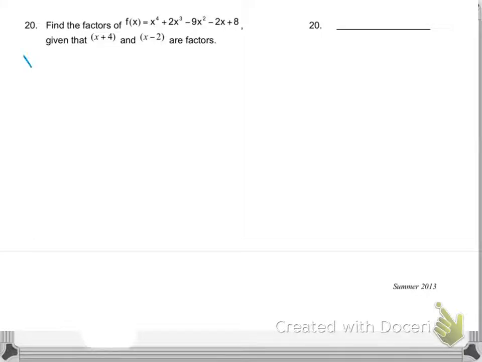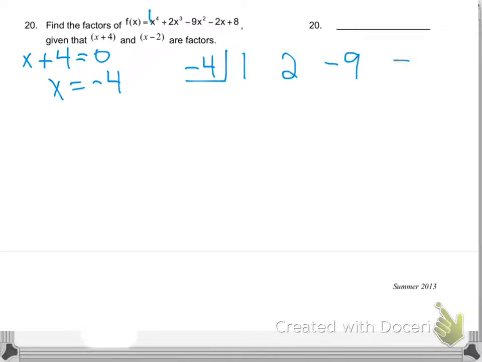So if I know that x plus 4 is a factor, then I subtract 4, so I know x would have to equal negative 4. So I can pull out a negative 4 using synthetic division. Remember, I make sure the exponents go in order. So 4, 3, 2, 1, none. I'm not missing any. And now I'm just going to look at the coefficients, the numbers in front. So x to the fourth has a 1, x to the third has a 2, x squared has -9, x has -2, and then lastly 8.